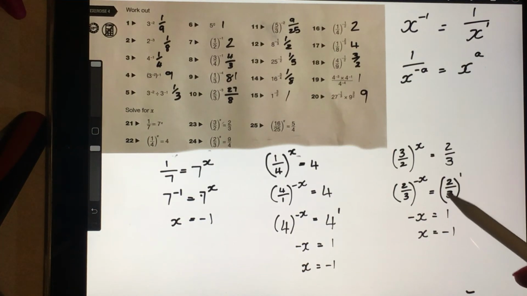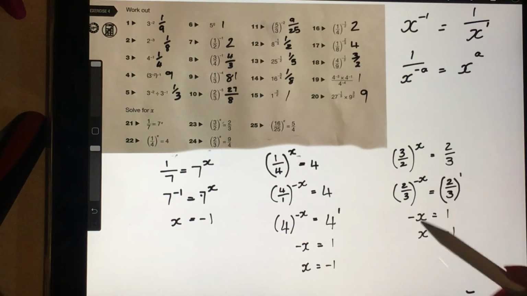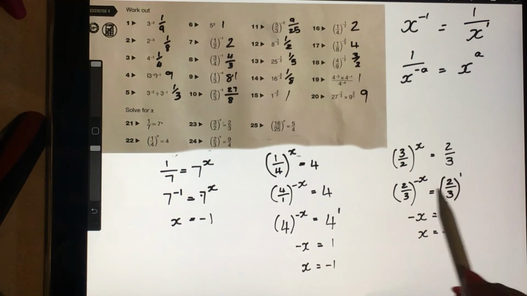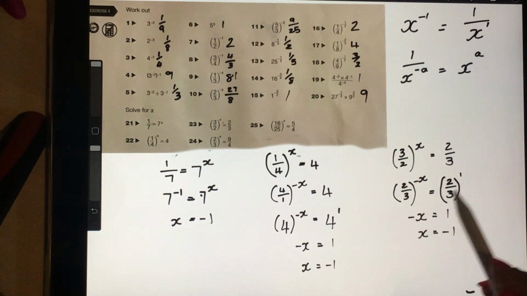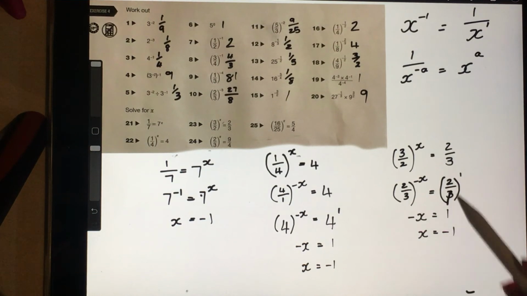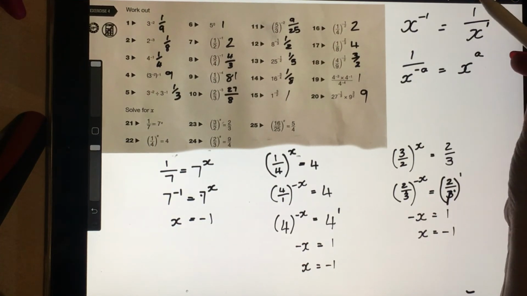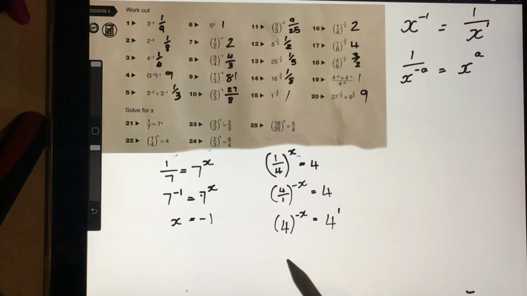We are not doing anything with the base numbers. We are just momentarily disregarding the base numbers just to show that that will be equal to that if the two base numbers are the same. If the base numbers are not the same, we cannot ignore these two base numbers. Okay, moving on to number 24 then.